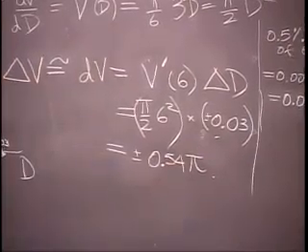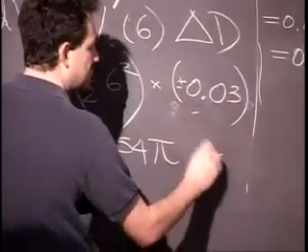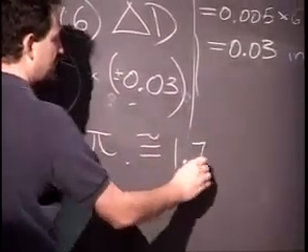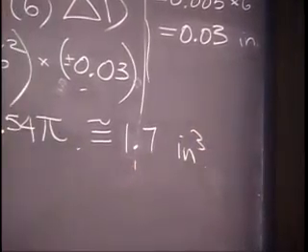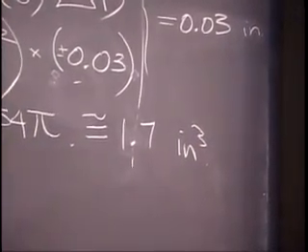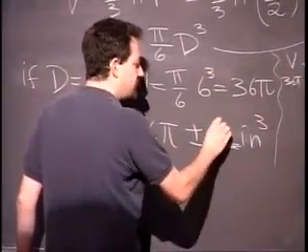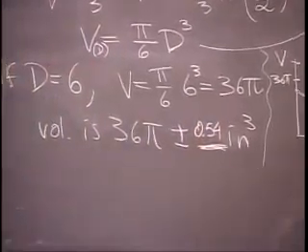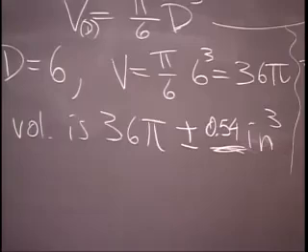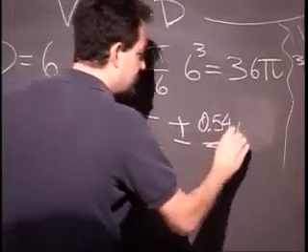And I computed this on a calculator, don't tell anyone, as about 1.7 cubic inches. So if I come over here, what I have shown is that the error is about 0.54 inches cubed. No, 0.54 pi, please. Got to have a pi there.